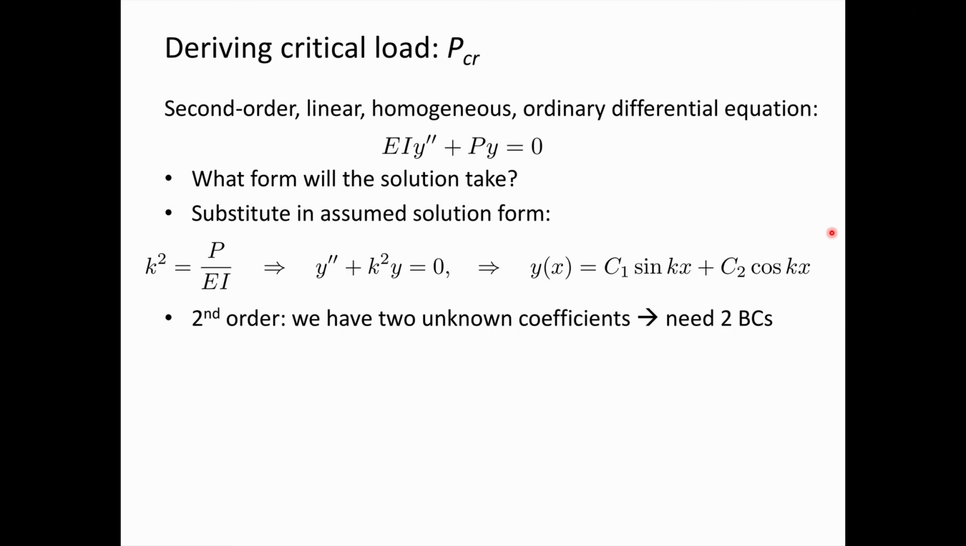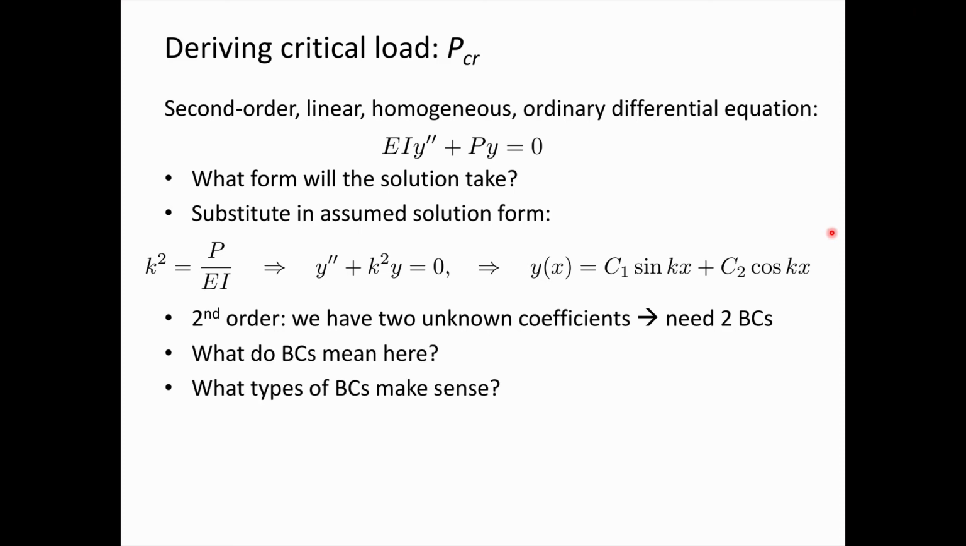So what does a boundary condition mean in the case of a column under a compressive load? And what kind of boundary conditions make sense? A boundary condition will typically be something like a constraint on the value of y for different values of x. So we're going to have extreme values of x, where x equals 0, or x equals the length of the column that's under compression.